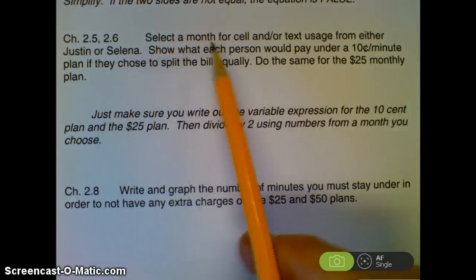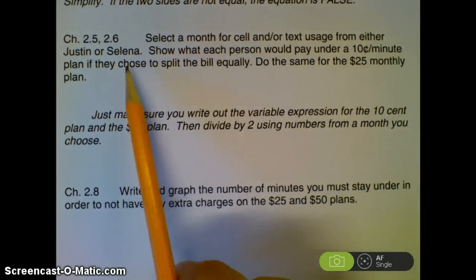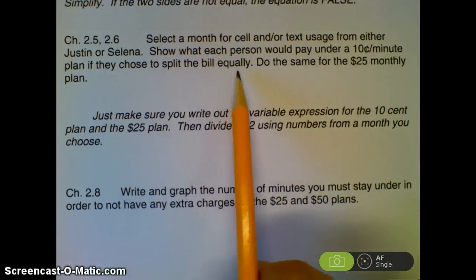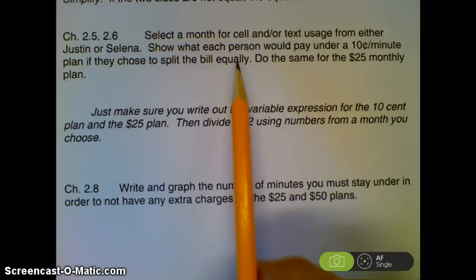Chapter 2.5 and 2.6. Select a month for either person. Show what you would pay under a 10-cent a minute plan if they chose to split the bill equally. So now you are dividing.